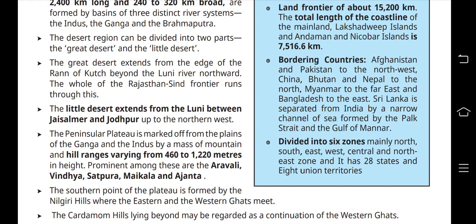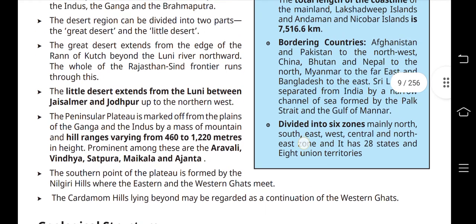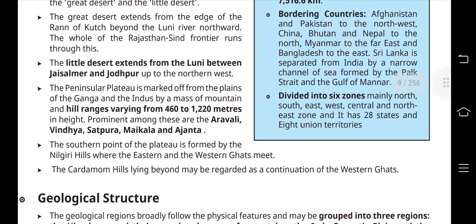The peninsular plateau is marked off from the plains of the Ganges and the Indus by a mass of mountain and hill ranges varying from 460 to 1220 meters in height. Prominent among these are the Aravalli, Vindhya, Satpura, Maikala and Ajanta. The southern point of the plateau is formed by the Nilgiri Hills where the eastern and the western Ghats meet. The Cardamom Hills lying beyond may be regarded as the continuation of the western Ghats.